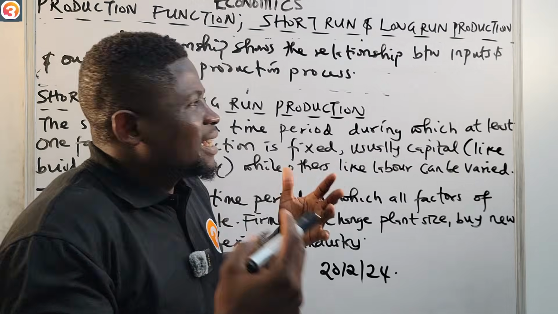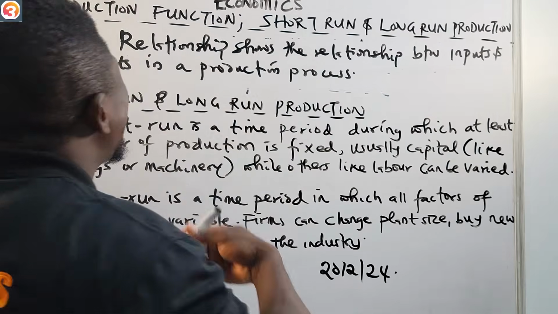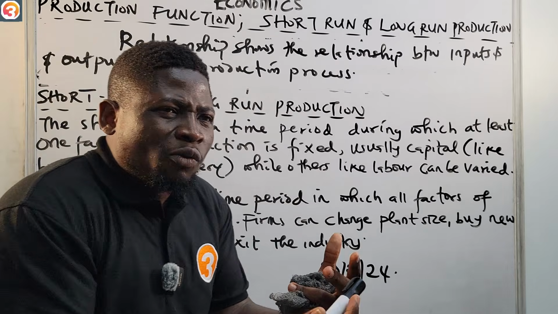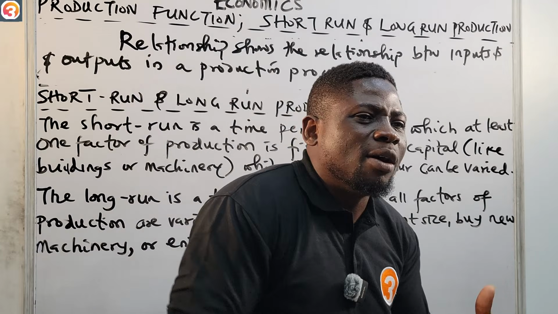So basically the production function tells us how much output you can get when we put in a certain number of inputs.